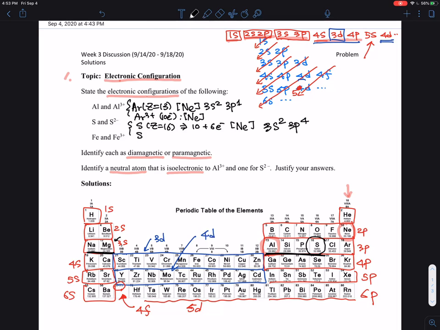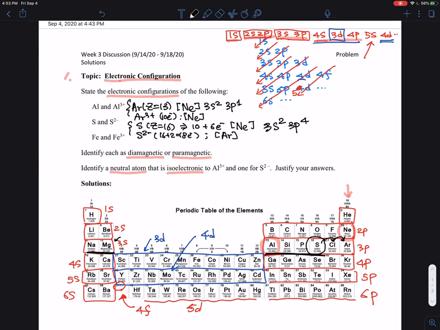And then S2 minus means you have 16 plus 2 more electrons, so 18 electrons. Therefore, this one is going 1 more electron and then 1 more, so it will be isoelectronic to argon.